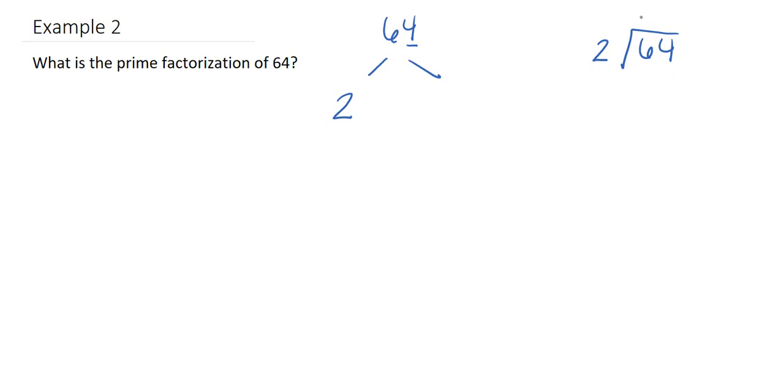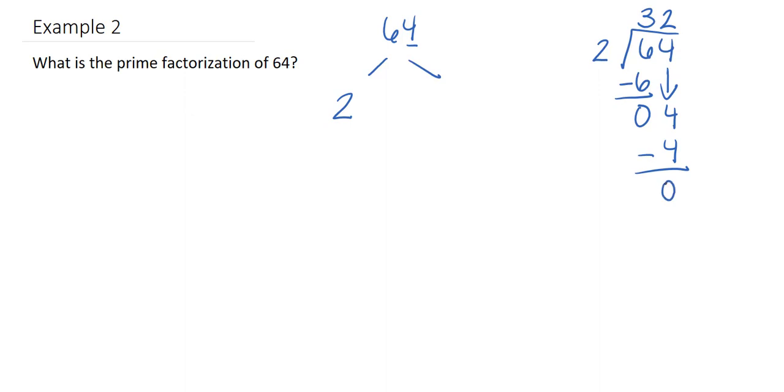Well, 2 can go into 6 3 times. So 2 times 3 is 6. We subtract, we get 0. Then we bring down the 4. And now 2 can go into 4 how many times? Well, that's 2 times. So 2 times 2 is 4. We subtract, we get 0.